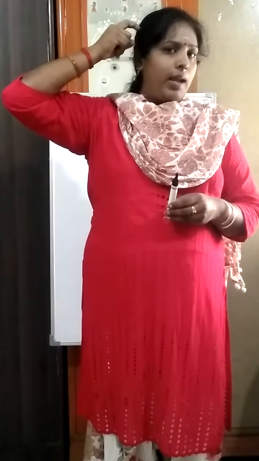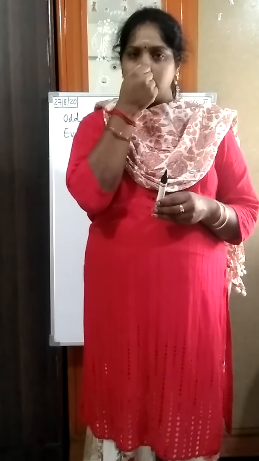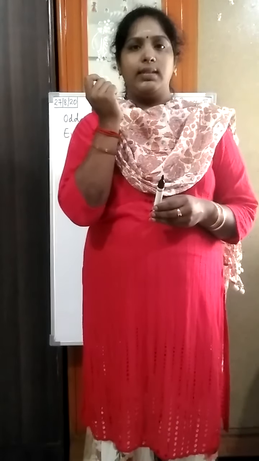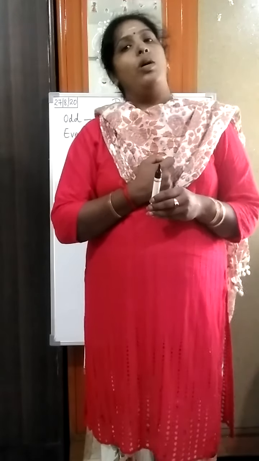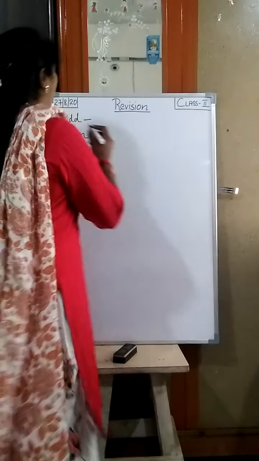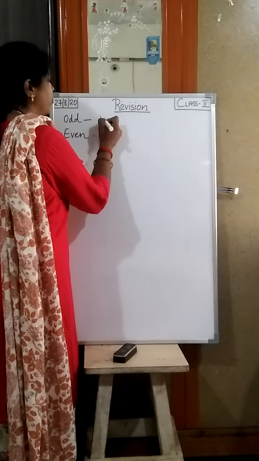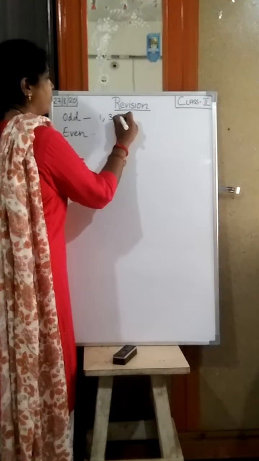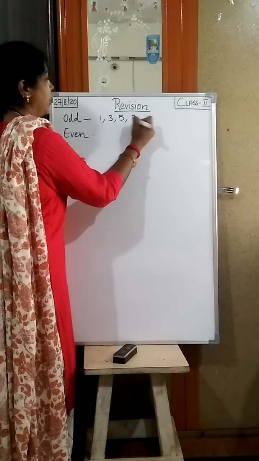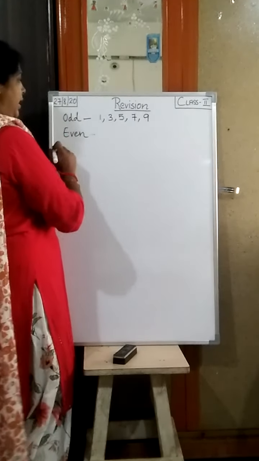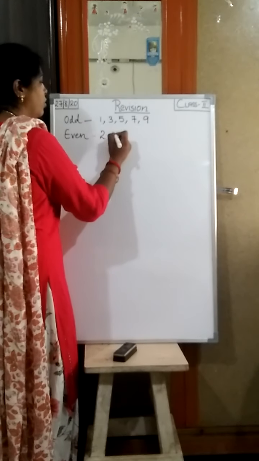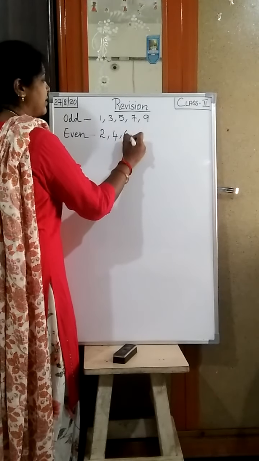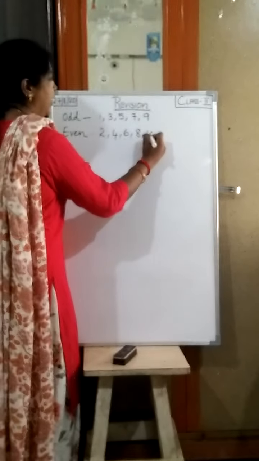See, we are having 1 head, is it? Only 1 brain, is it? 1 nose, is it? 1 tongue and 1 heart. So if it is single, it means it is odd, and if it is having a pair, it means it is even. So odd numbers are 1, 3, 5, 7 and 9. Even means 2, 4, 6, 8 and 10.